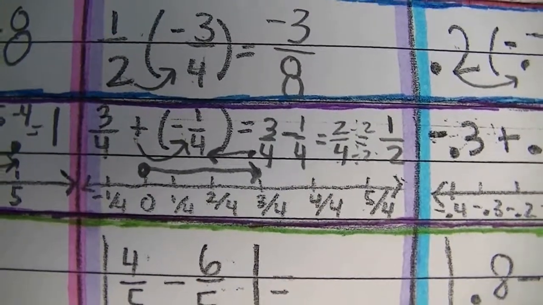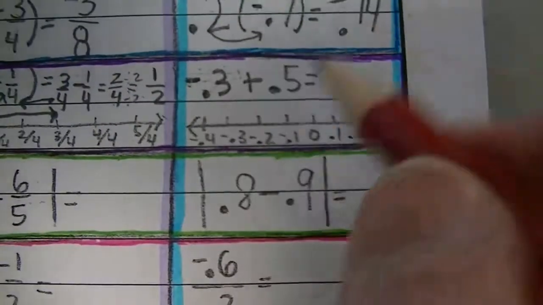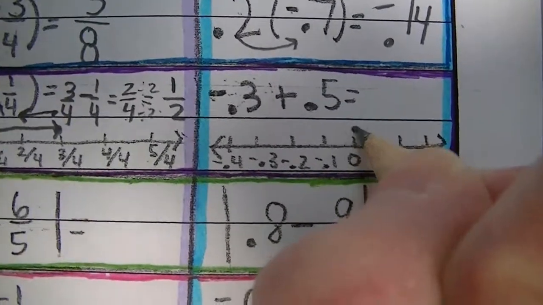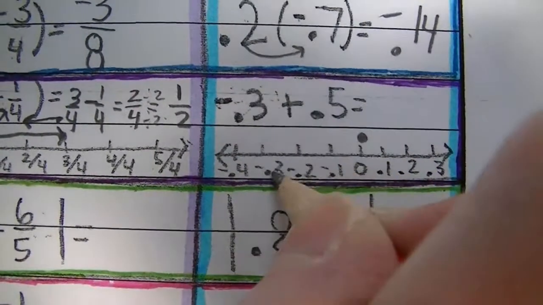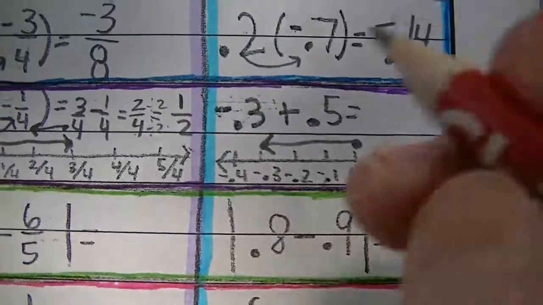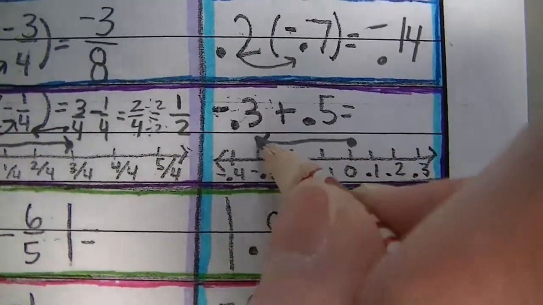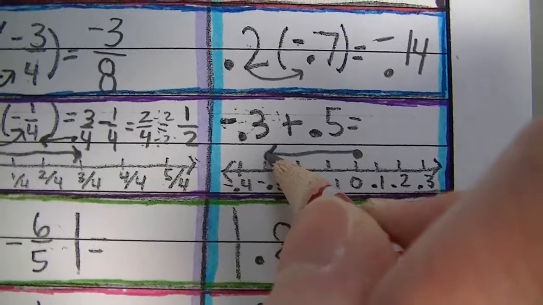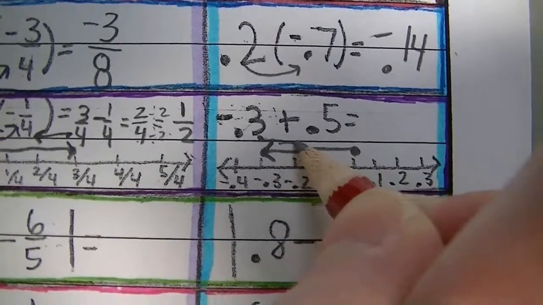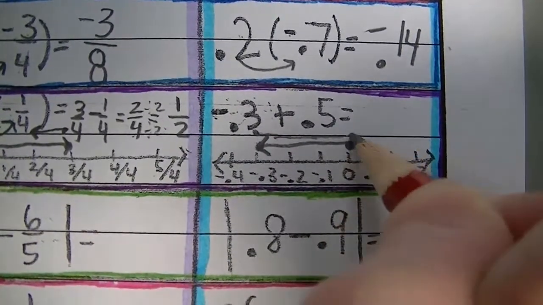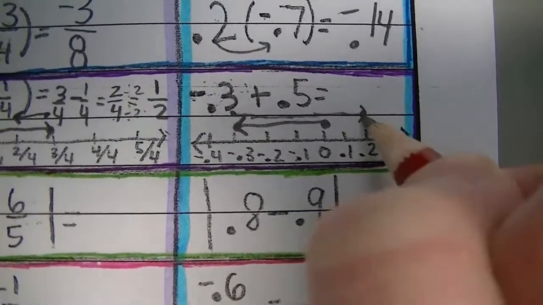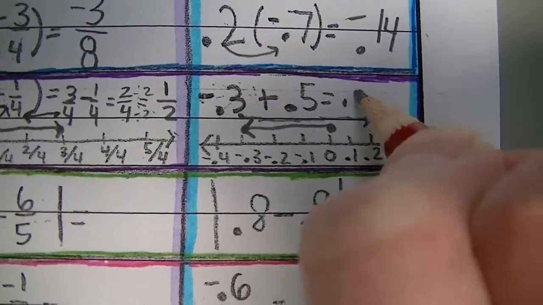Okay, the next column, negative 3/10 plus 5/10. So with vectors, start at 0, and it says negative 3/10. So I'm going to go to the left 3/10. So there's 1/10, 2/10, 3/10. There's my vector. And now it says plus 5/10. So I need to go to the right from this spot 5/10. Okay? So there's the start of my vector. There's 1/10, 2/10, 3/10, 4/10, 5/10. And it ends right there, right at 2/10 as my answer.